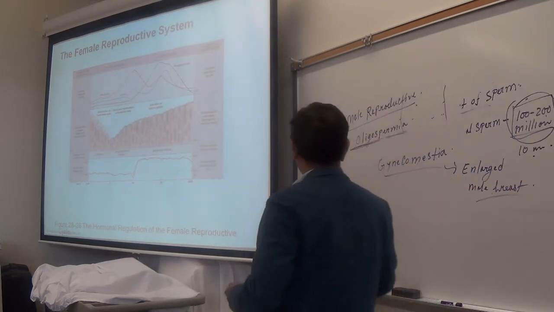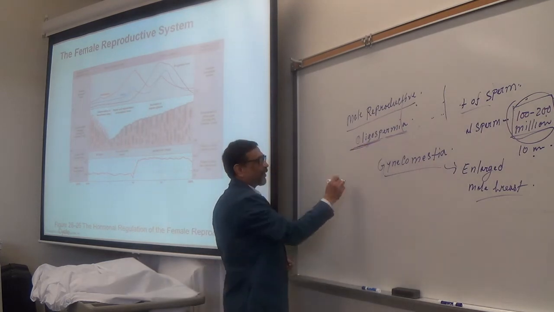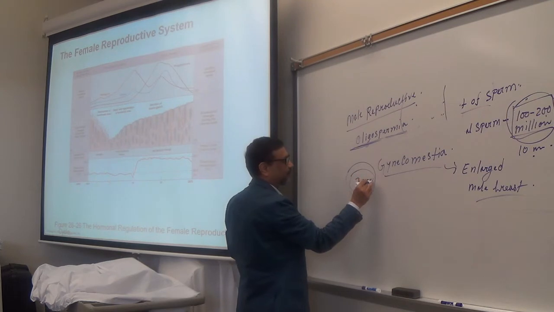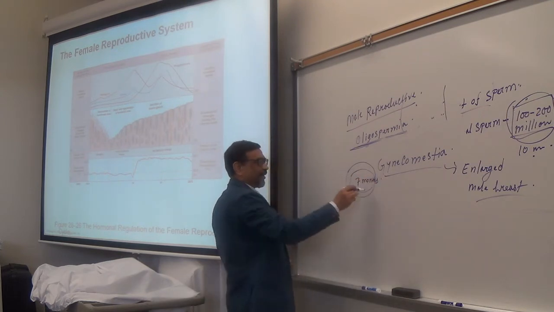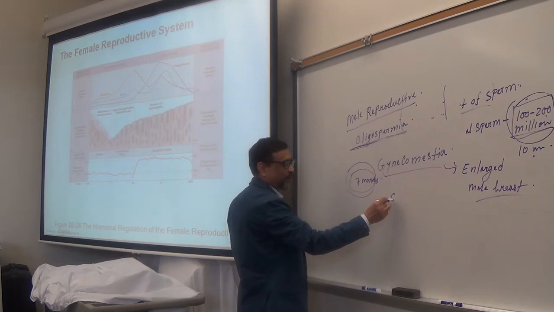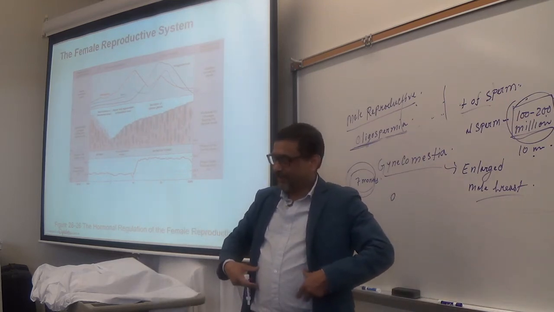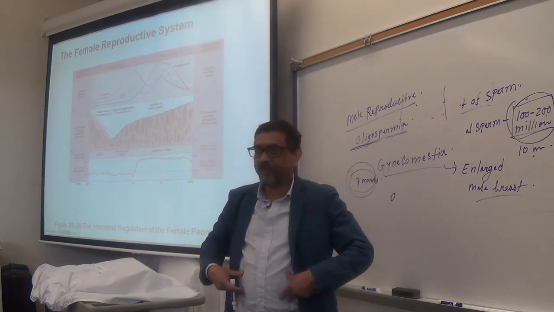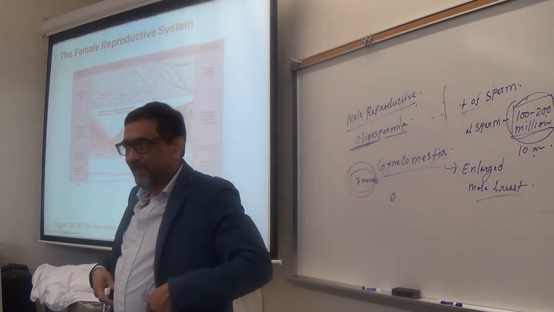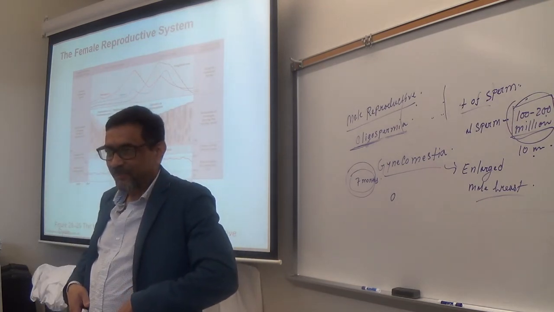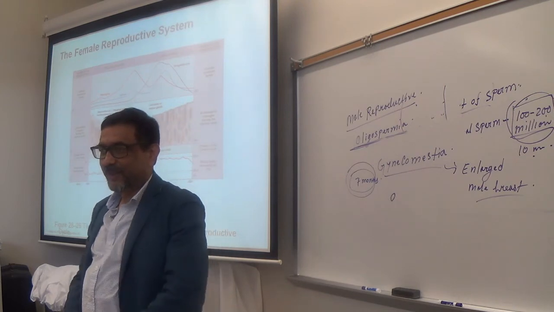Undescended testis. What happens when the fetus is inside the uterus? Initially the testis is formed inside the abdominal cavity in the fetus. Testis is here. Okay, the testes are in the abdominal cavity in the fetus. Then after 7 months, what happens? The testes start to descend and enter into the scrotum.